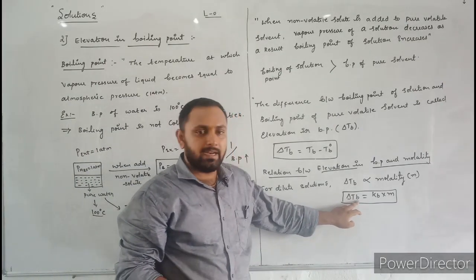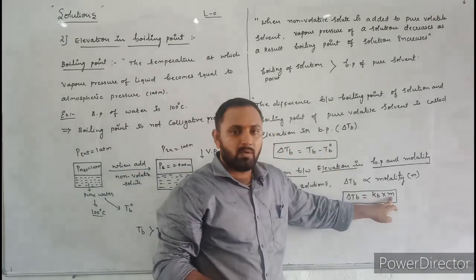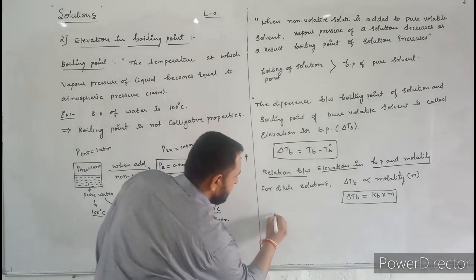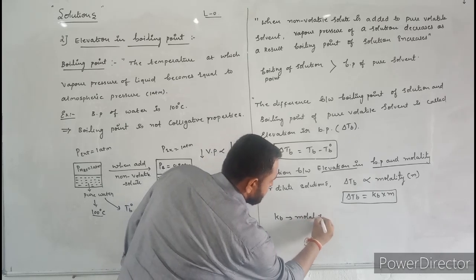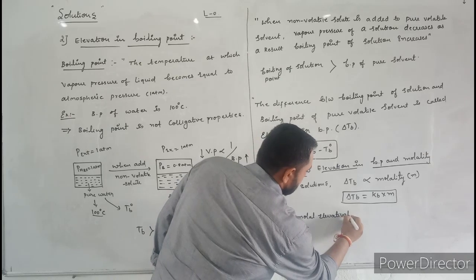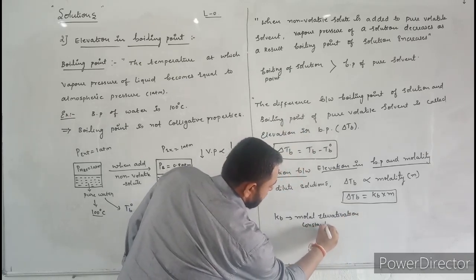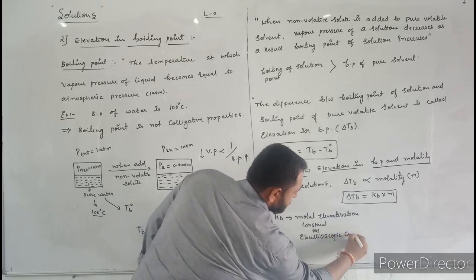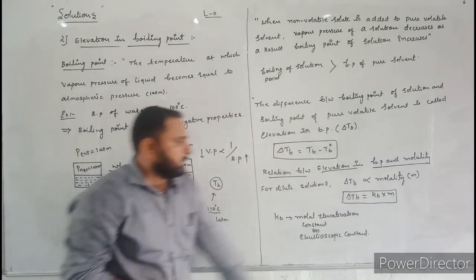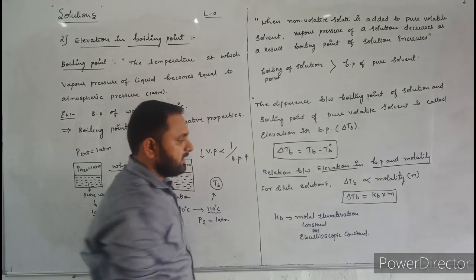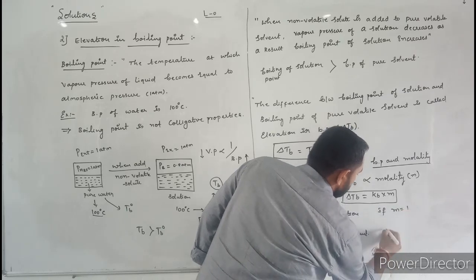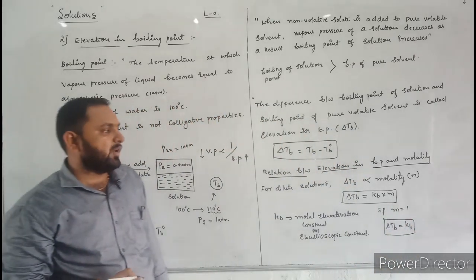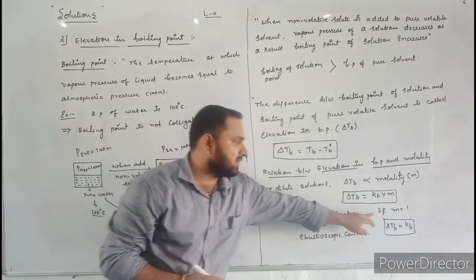Here delta TB means elevation in boiling point. Small m means molality. KB means molar elevation constant or ebullioscopic constant. Now, if molality is equal to 1, then delta TB is equal to KB. That is, the elevation in boiling point equals KB when the molality, the concentration of the solution, is equal to 1.